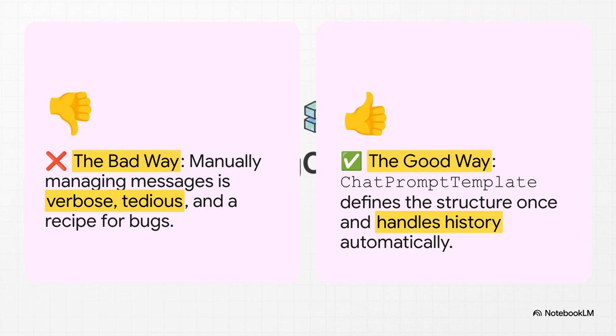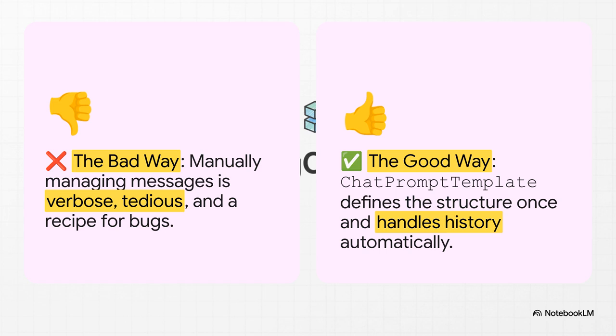Ugh, look at the code on the left. Trying to manage that list of messages by hand is just awful. You've got to manually add the system message, then loop through all the past messages, then append the new user message, and you better hope you get the formatting exactly right. It's just asking for bugs.